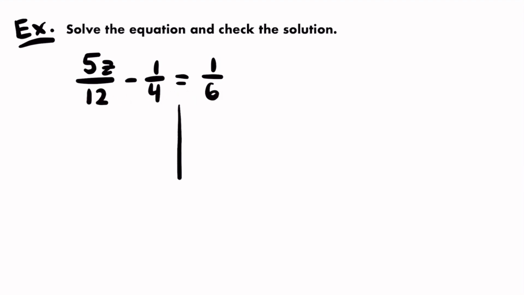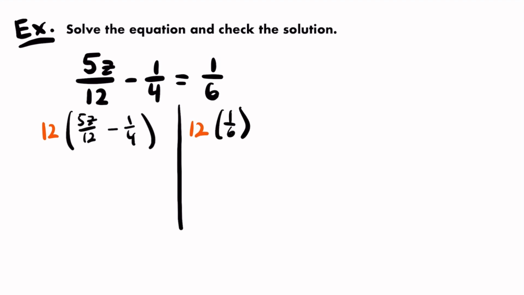Okay, so what we want to do here is multiply both sides of the equation by 12. We'll multiply 12 by both of these terms, 5z divided by 12 minus 1/4, and we want to multiply 12 by 1/6, okay? By doing that, we will get rid of all of the fractions in this equation, which will make it easier to solve for our variable, which in this case is z. All right, so let's do the multiplication here.